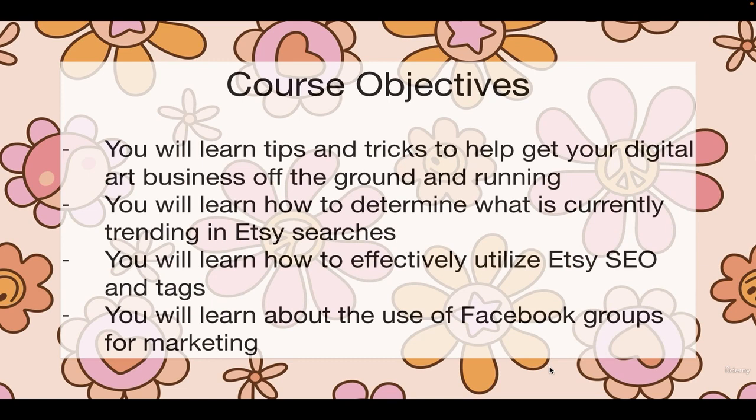So let's talk about the course objectives. The main thing that you're going to learn overall is tips and tricks to help get your digital art business off the ground and running. More specifically, we're going to talk about how to determine what is currently trending in Etsy searches using Etsy search and a website called eRank. You're also going to learn how to effectively utilize Etsy SEO and tags, and you'll learn about the use of Facebook groups for marketing. Along with that, I also have a final lesson where I just go over some random miscellaneous tips that just didn't quite fit into its own lesson.